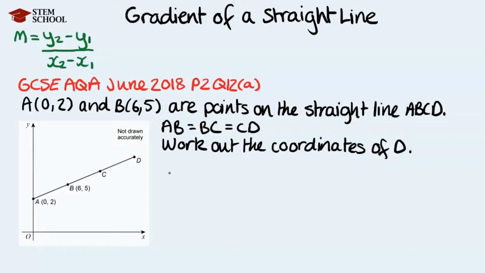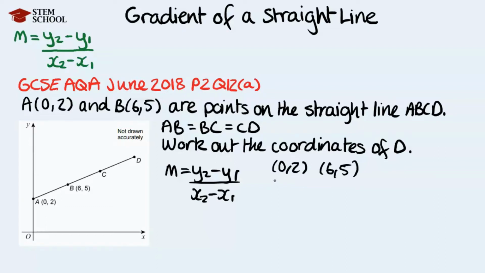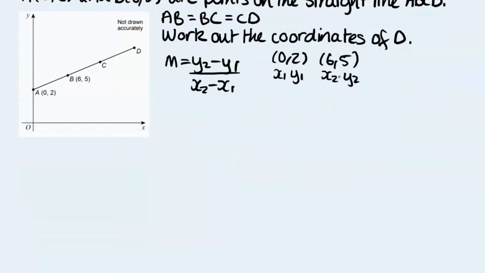Okay. So let's first of all calculate the gradient of the straight line. So this is a formula, y2 take away y1 all over x2 take away x1. We can use this formula because we know two coordinates, which is A is 0, 2, and then B is 6, 5. Okay, now let's label it so we know what to substitute. So it'll be x1, y1, and then x2 and y2. Okay, so let's substitute these values into this formula. So y2 is 5 and y1 is 2, so 5 take away 2, and then x2 is 6 and x1 is 0. Okay, so let's calculate this.